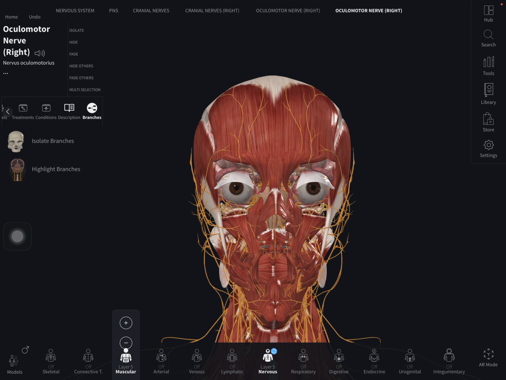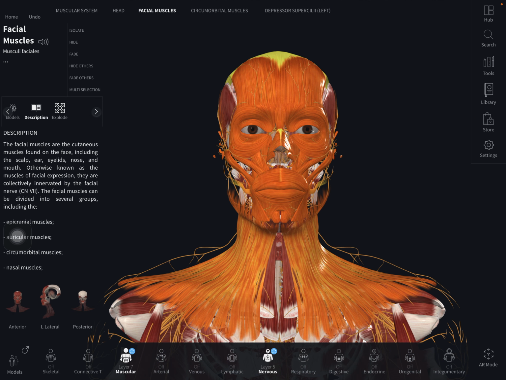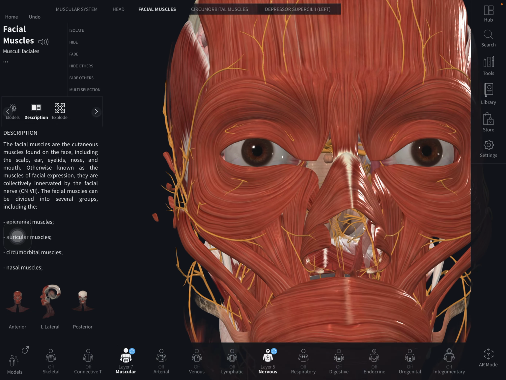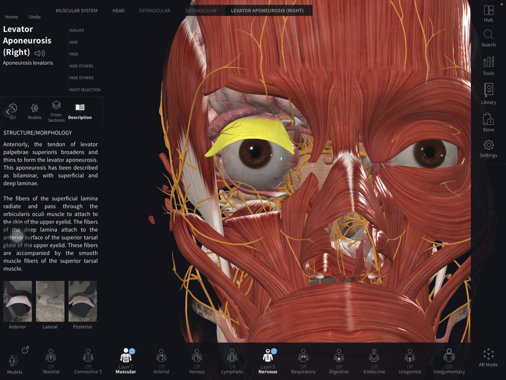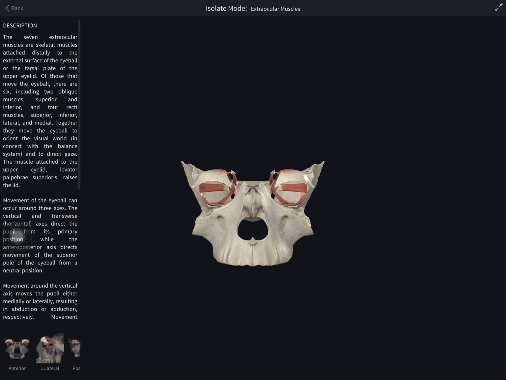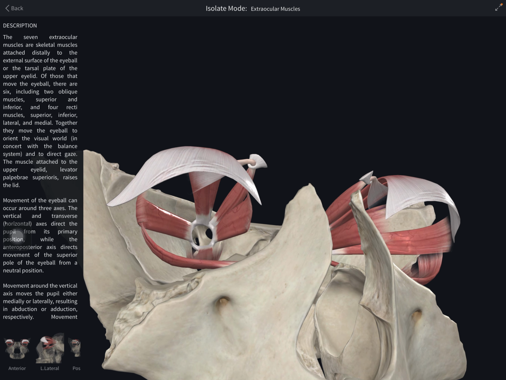These are the extraocular muscles around the eyeball, which I'm going to show you. These muscles move your eyeball to the right side, left side, up and down, and rotation also. So this oculomotor nerve innervates the superior rectus, medial rectus, and the inferior rectus muscle.